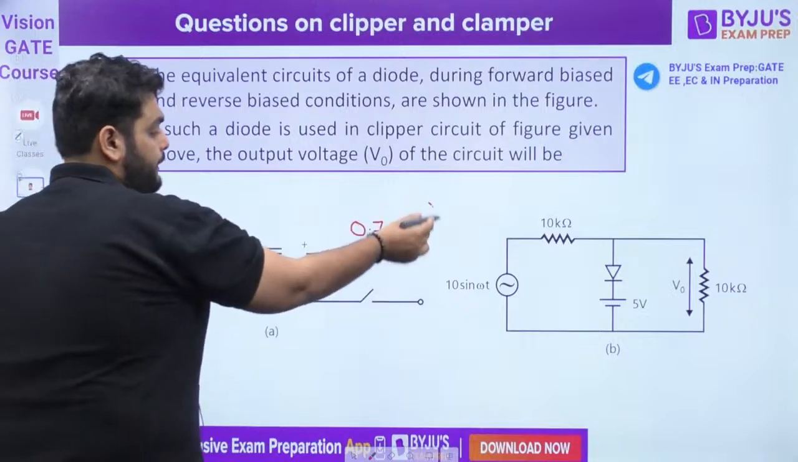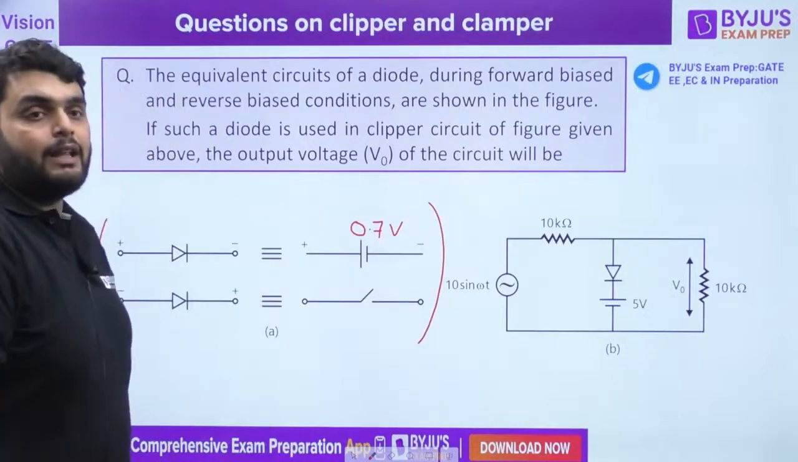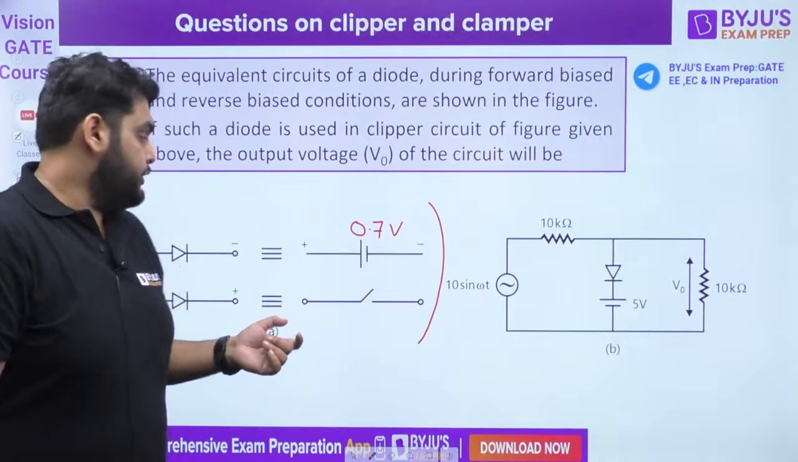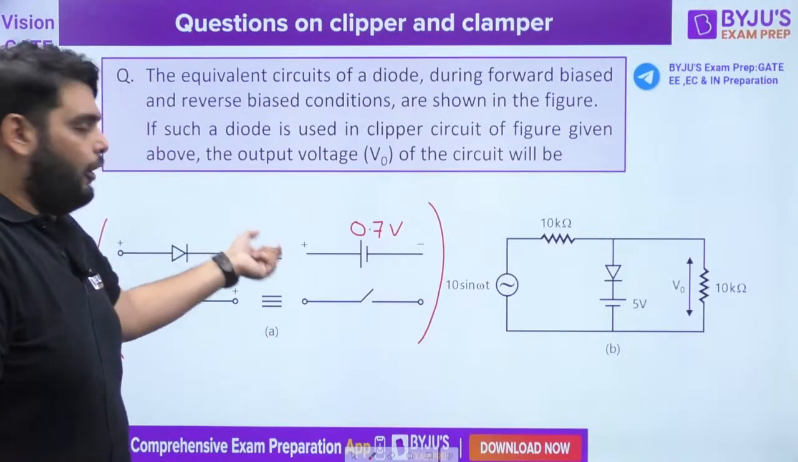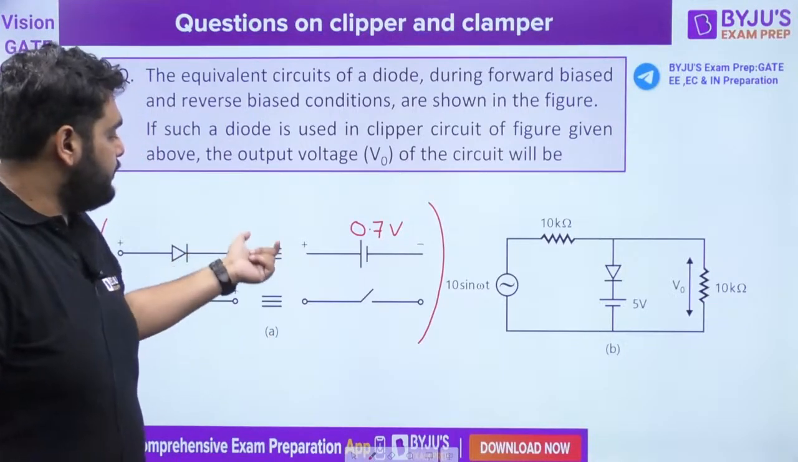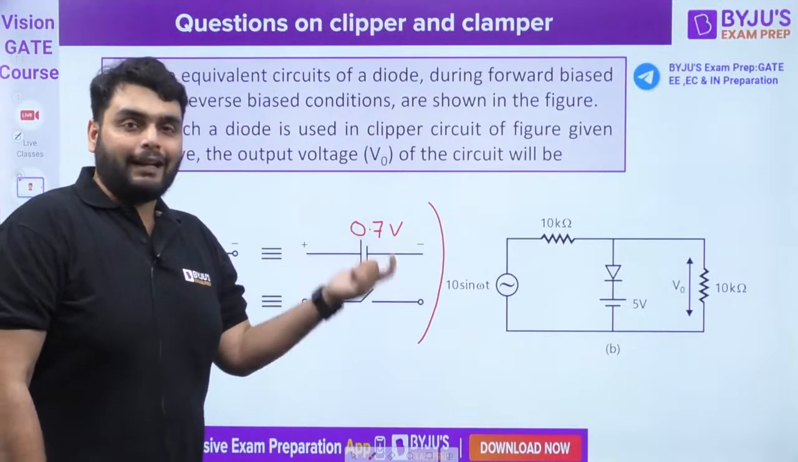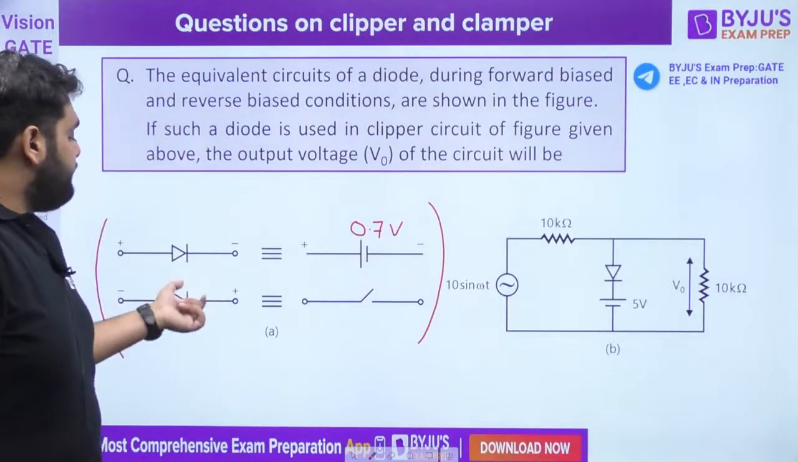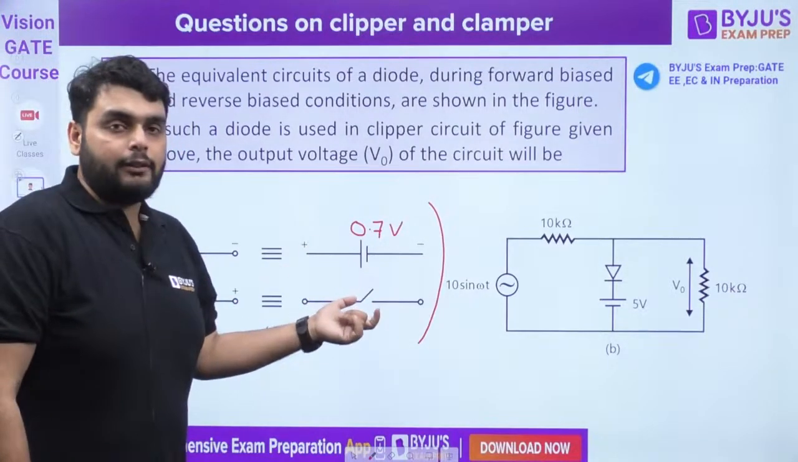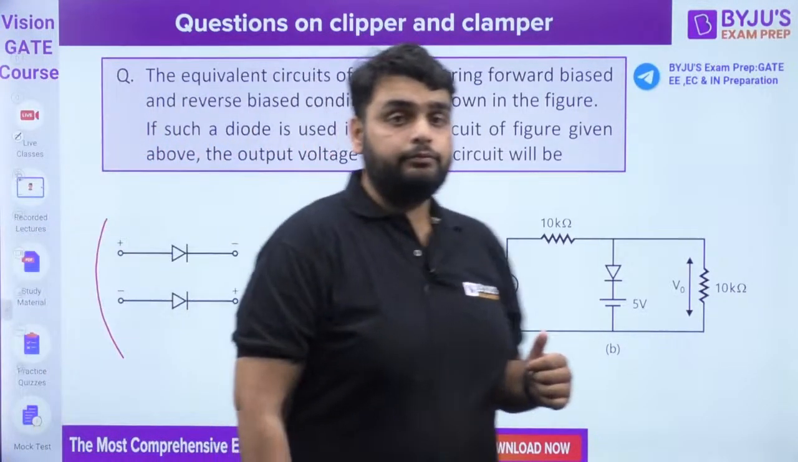What does this particular part of the question show you? This part of the question is showing you that when the diode is forward biased, it has been replaced by a battery of 0.7. It means it's a practical diode. When it is reverse biased, it has been replaced by an open circuit. Okay, one thing we know here.